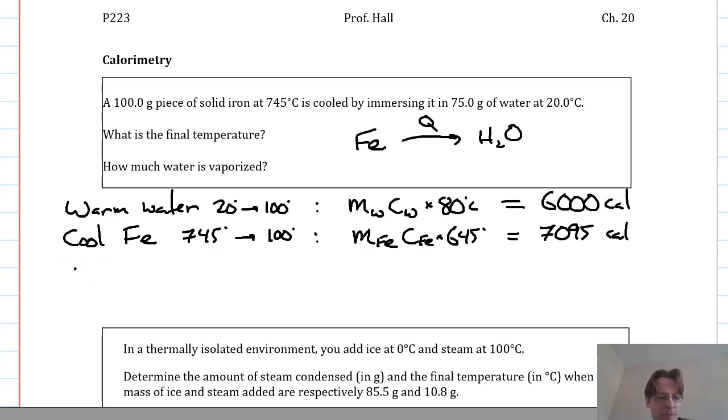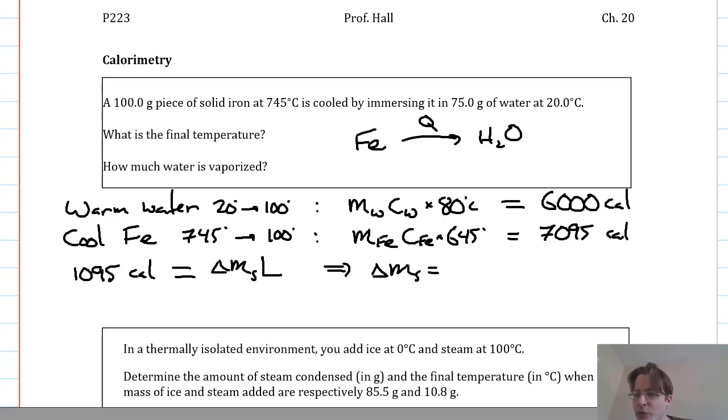So what I'll do is set the excess, 1,095 calories, equal to delta m L. That's delta m of the steam that's going to be generated times the latent heat. And that gives me a delta m value. It comes out to be about 2 grams. L is 540 calories per gram for water, the vaporized water. So it comes out to be about 2 grams, 2.03 grams.